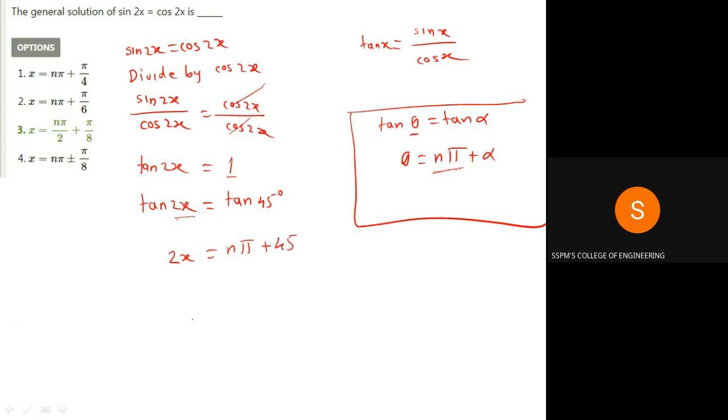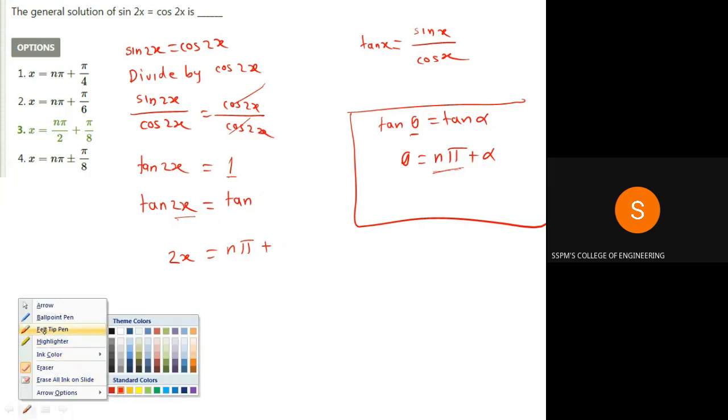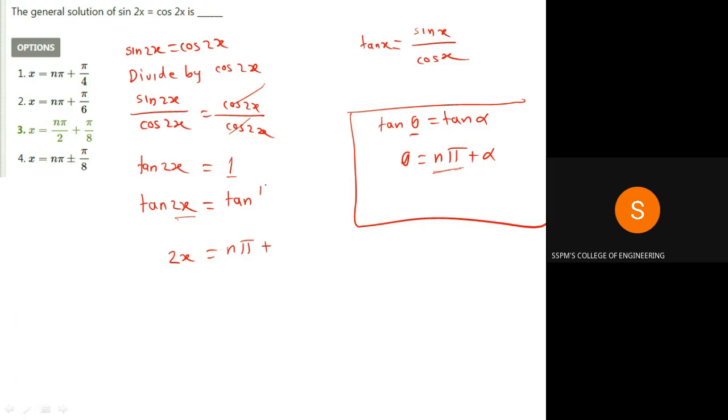N pi plus 45. So sorry. Instead of 45, we can write it in radian measure. In radian, we write pi by 4. Okay, pi by 4 means 45 degrees.